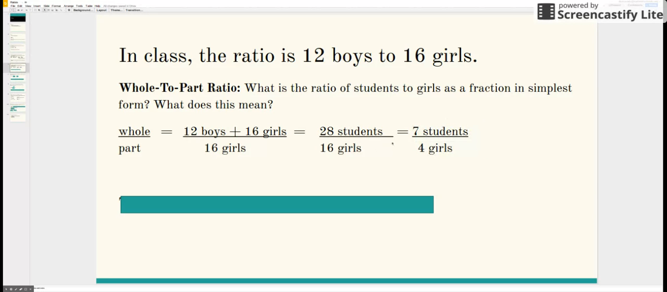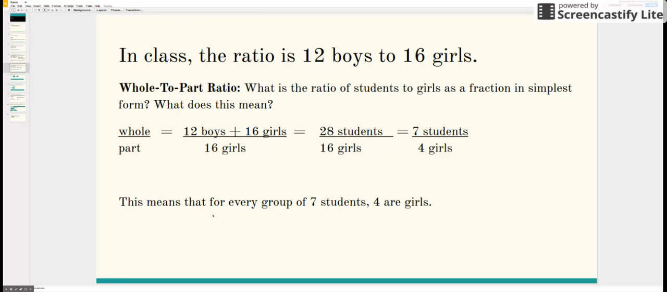So if we simplify 28 over 16, we can divide by 4. 28 divided by 4 gets you 7. 16 divided by 4 gets you 4. So this means that for every group of 7 students, there are 4 girls.